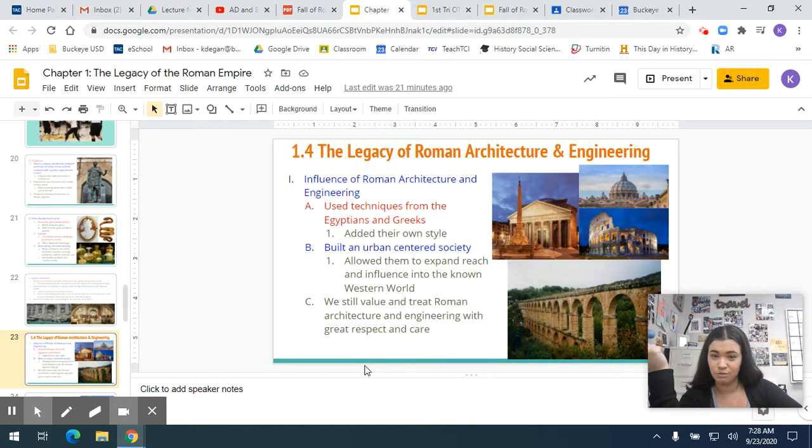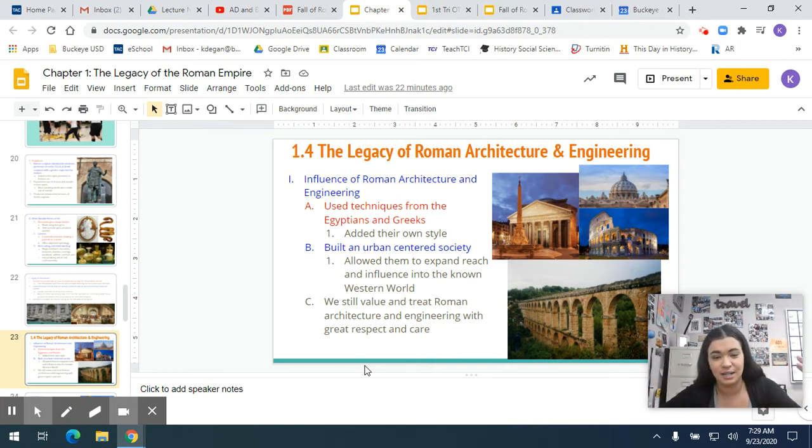the legacy of Roman architecture and engineering. So this is a new section, and so now you might want to skip a line or two and write the legacy of Roman architecture and engineering. And I'm going to move pretty quickly through this because you have a really good idea about the engineering. So they used techniques from the Egyptians and Greeks and then added their own style. Too, they used things from the Etruscans and other groups that were around them. And again, they just made them better, okay?